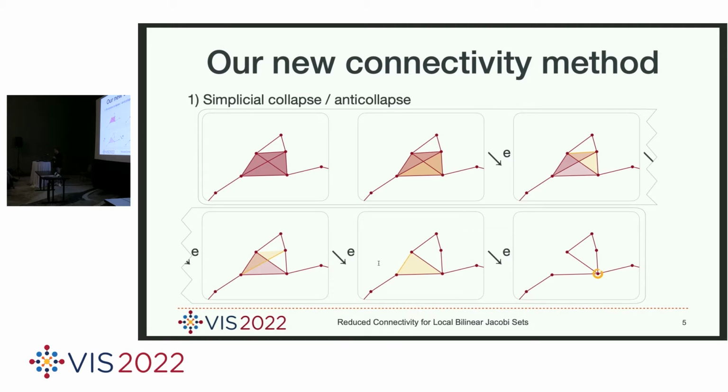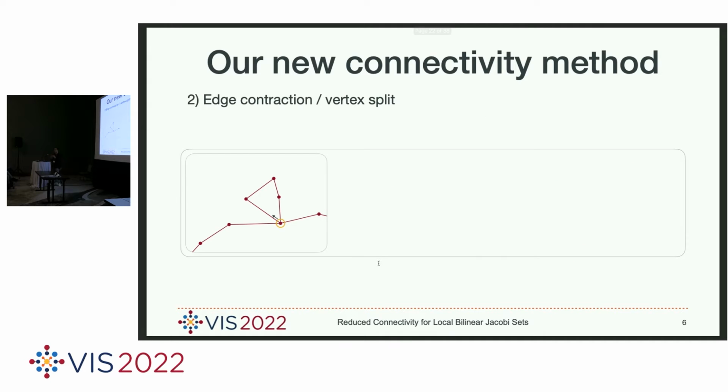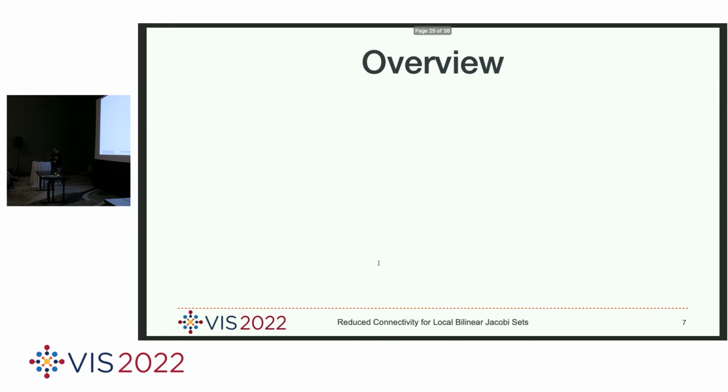In the second step, we take this one vertex, split it, leave one vertex in place, and shift the other vertex to the barycenter of the surrounding vertices. All these methods are homotopy equivalent, so this is also part of the main proof of the homotopy equivalence in the paper. So how did we achieve this algorithmically?